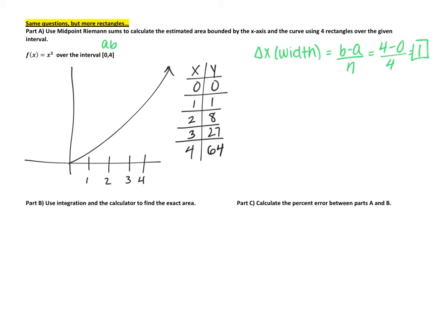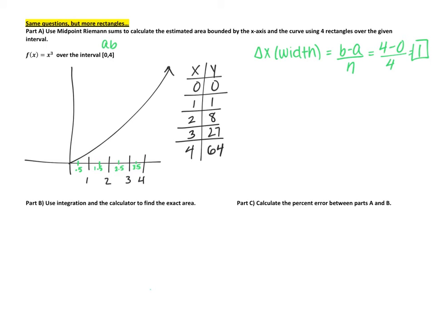So each of our rectangles is going to have a width of 1. That is nice, because there are 4 spaces. To find the midpoint between 0 and 1, we just have to go halfway, which would be 0.5. I'm going to use that in green here, 0.5. Halfway between 1 and 2 is 1.5. Then we have 2.5 and 3.5.